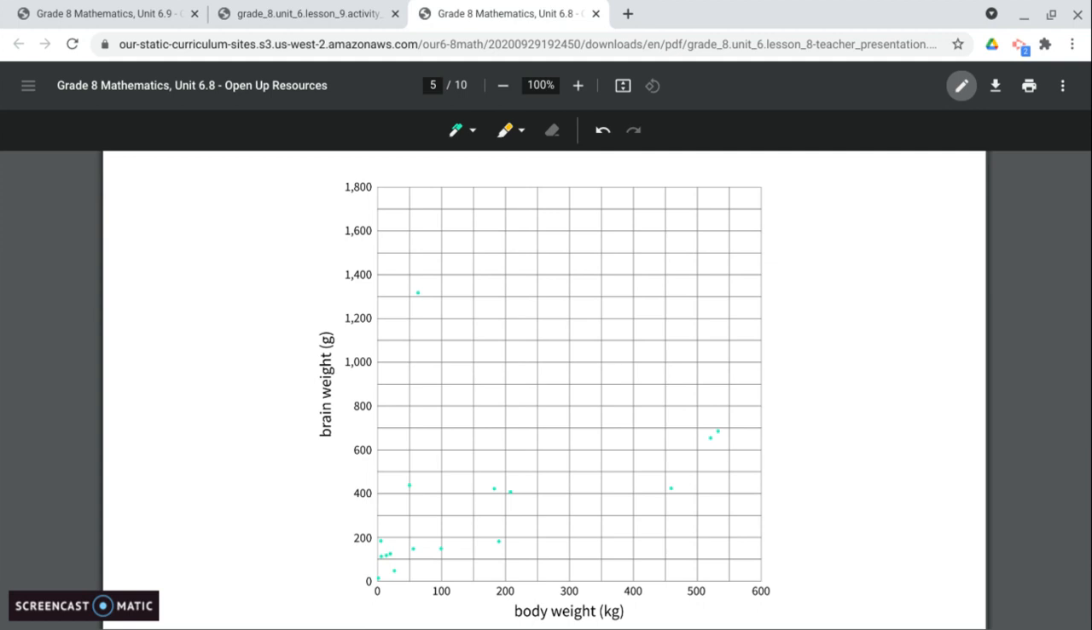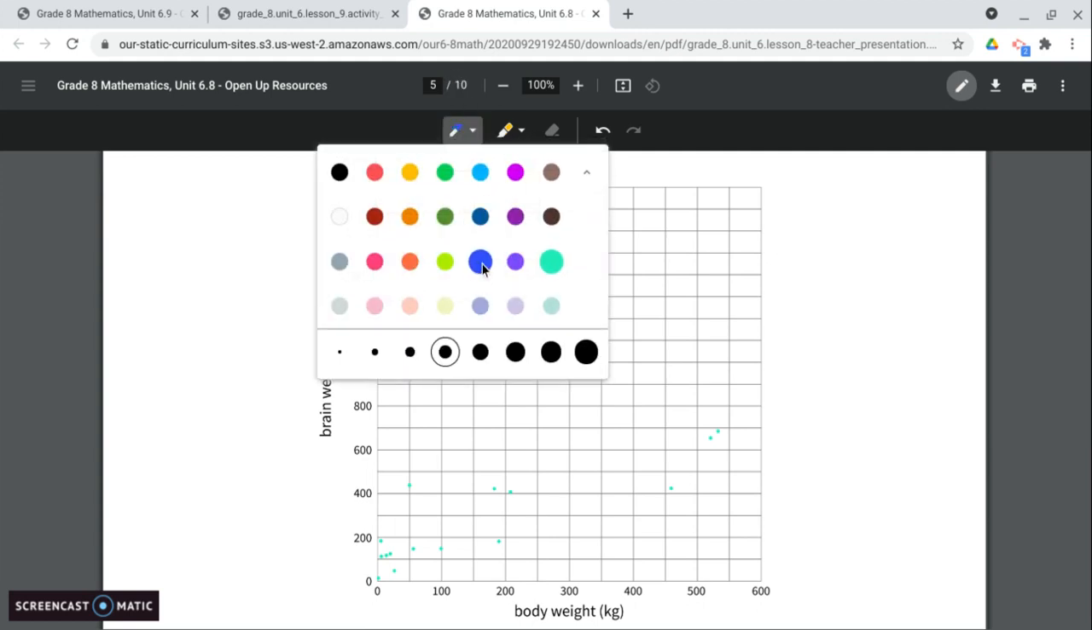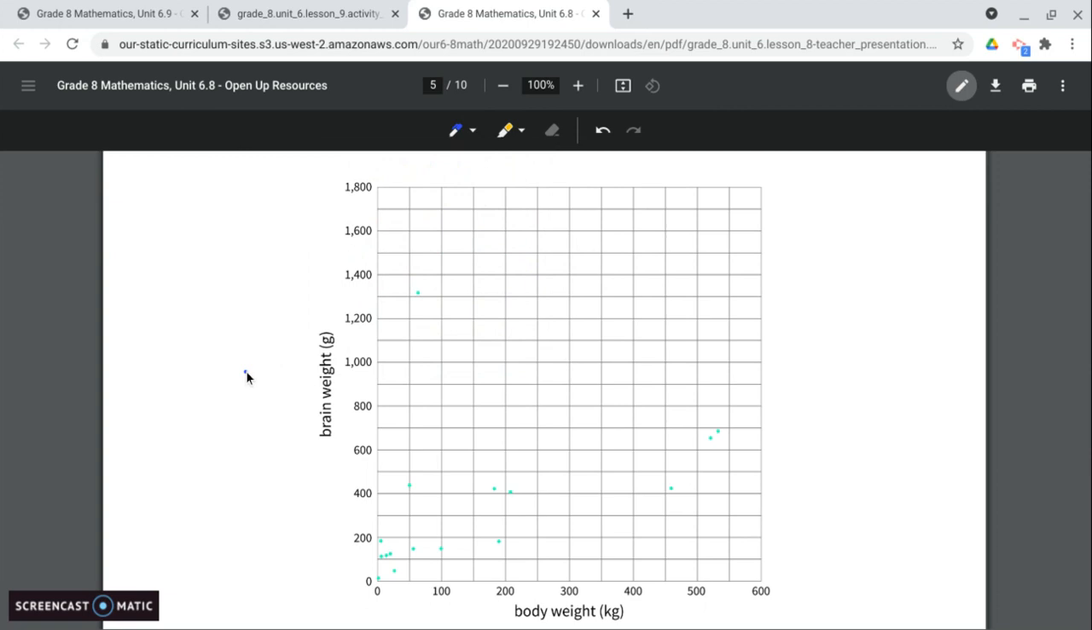So after removing the outliers, does there appear to be an association between body weight and brain weight? Describe an association in a sentence. So we do have some outliers. This would be an outlier up here. Change the color. So this would be an outlier. This would be an outlier. Those are some outliers.